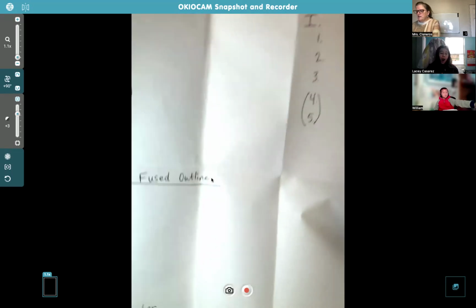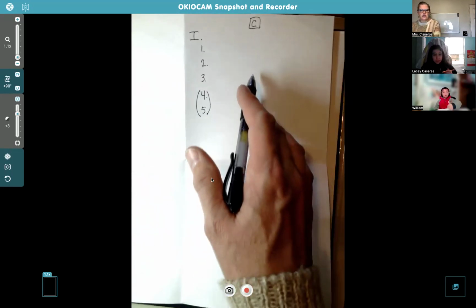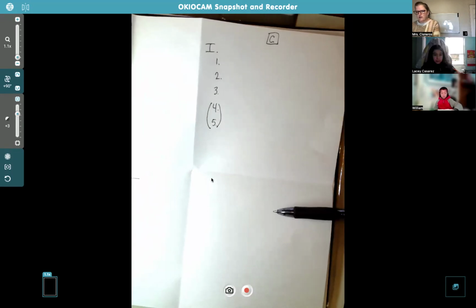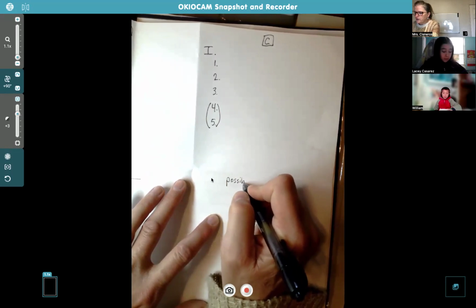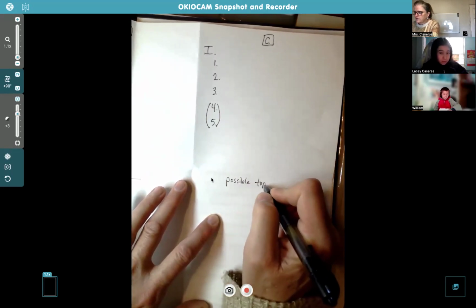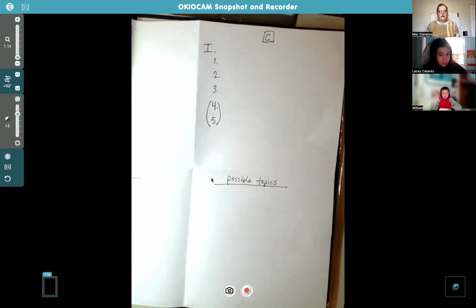The box that is next to the fused outline right here, this one under C, it's right under the box C. I want you to call this possible topics, because part of writing a paper is knowing what your subject is, number one, and we know that the subject is sugar. But then we have to figure out, what are the possible topics about sugar? What are we going to choose to write our paragraphs about?